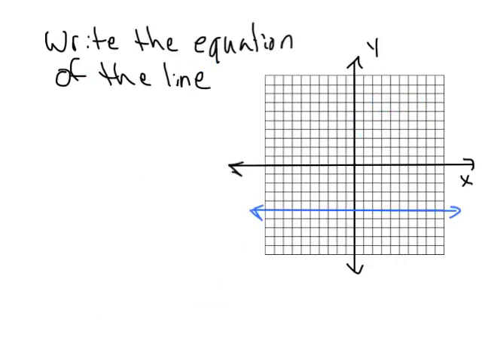And finally, to write the equation of this line, we first have to decide if it is a y equals line or an x equals line. And if you think about it, it is a function. It passes the vertical line test. So this is going to be a y equals. It crosses through the y-axis, and it crosses at 1, 2, 3, 4 at negative 5. So this line equation is y is equal to negative 5.